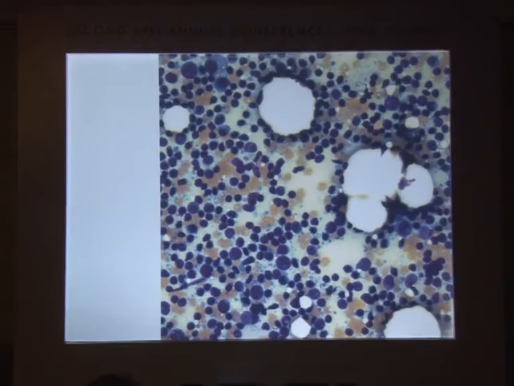So this is a lymph node aspiration. This is a normal lymph node. Again, you see the normal large, small, cleaved, round, immunoblast, mixed cells, no eosinophils, and very few plasma cells, maybe mostly a reactive lymph node.